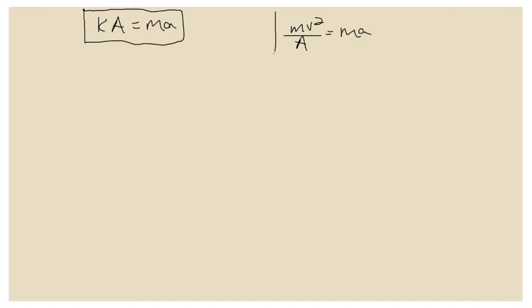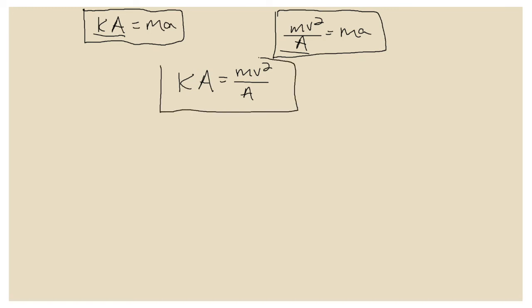So what you should recognize at this point is from the spring block oscillator equation, what we've obtained is Ka equals ma. And what we've obtained from our analysis of uniform circular motion is that mv squared over a is equal to ma. Now, of course, there's not a whole lot to do with these until we recognize that if this is equal to ma and this is equal to ma, then those have to be equal to each other. So we can write Ka equals mv squared over A.